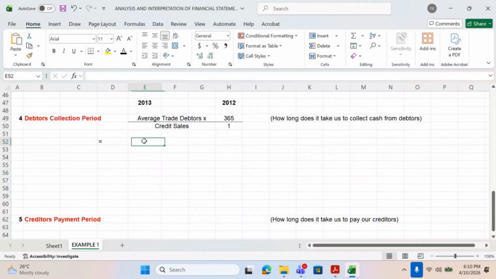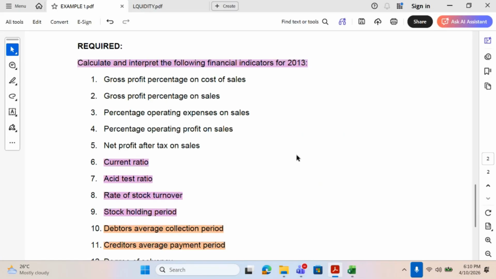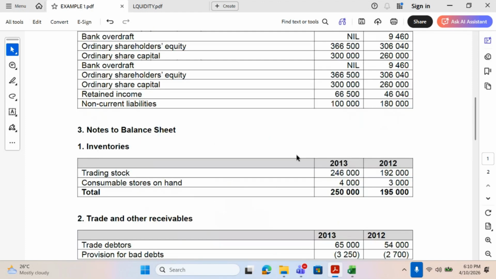Our formula is saying average debtors over credit sales. So we need to check what is going to happen here. Okay. Now let's go and check on the question.